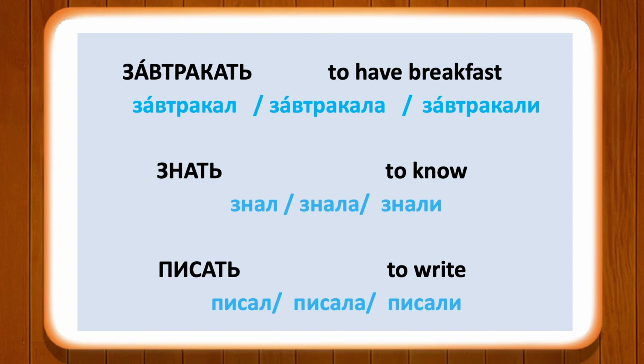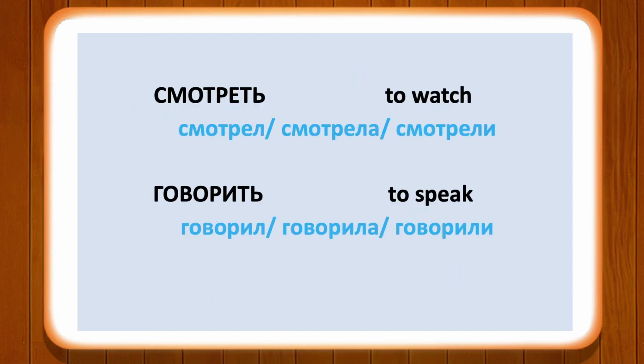Let us conjugate the next verb in past tense, which is smatryej. Smatryej means to watch, to look at. The stem would be smatrye. To this we'll add the appropriate endings. For masculine gender, the form would be smatryel. For feminine gender, smatryela. For plural form, smatryeli. Ya ti on smatryel, ya ti ana smatryela, mi, vi ani smatryeli.